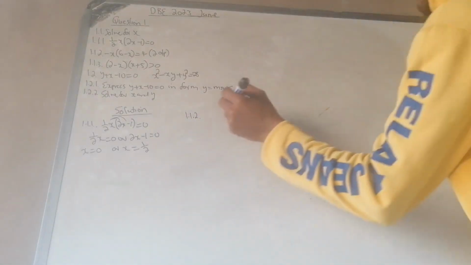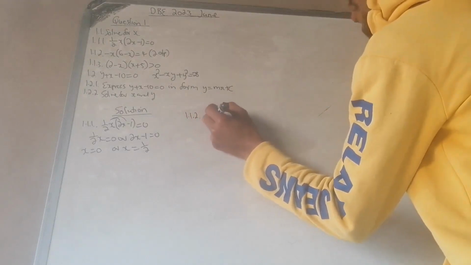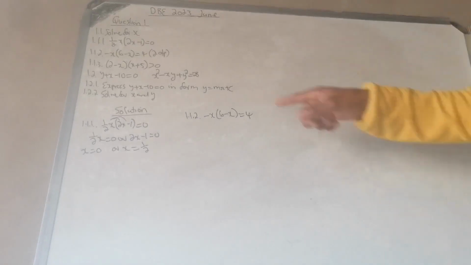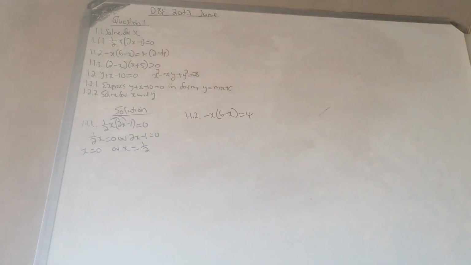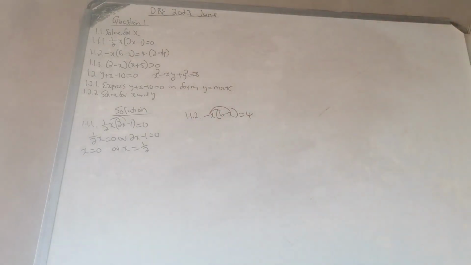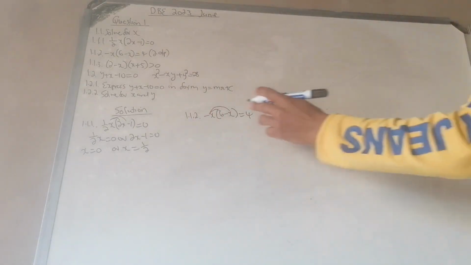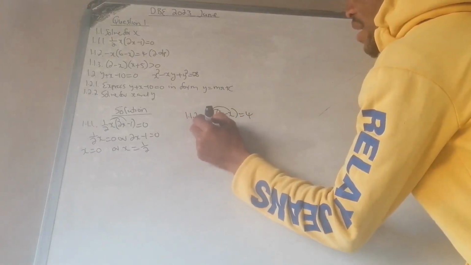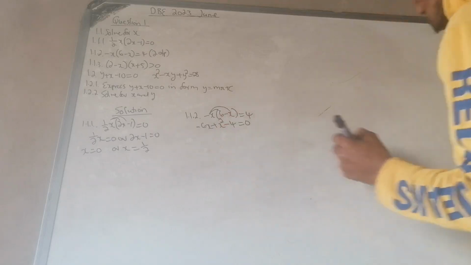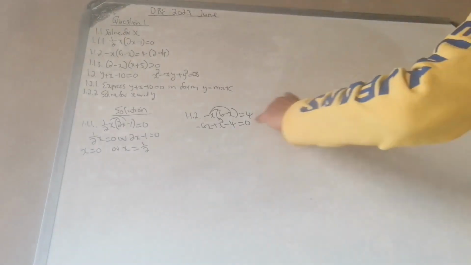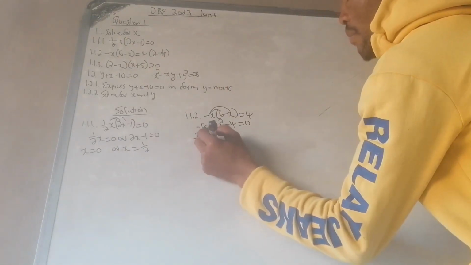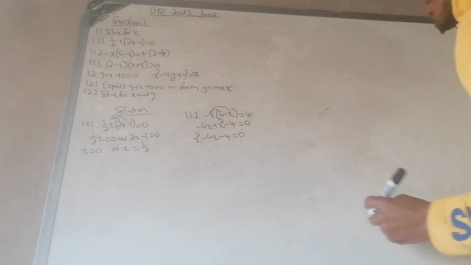1.1.2: minus x into 6 minus x equals 4. Now, because they say you should correct to 2 decimal places, because the number is 4, you must use the distributive law here. Then you will say minus 6x plus x squared minus 4 equals 0. You will write this in standard form: x squared minus 6x minus 4 equals 0.